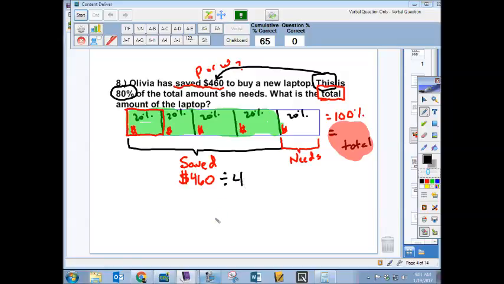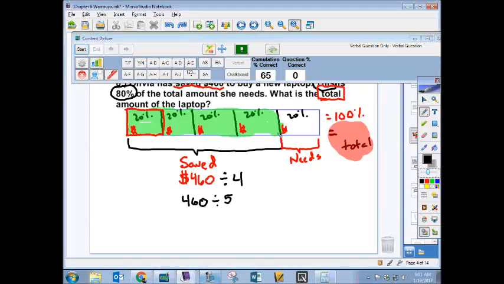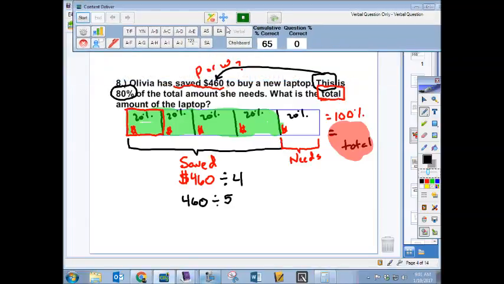460 divided by 4. Does anybody disagree? Does anybody think it's 460 divided by 5? Why is it not 460 divided by 5? Because that's what you guys want to do. Why is that incorrect? Nate? What I have highlighted in green, that's 460, not all 5 of them. 460 is only representing the 4 pieces in green, so we would not do 460 divided by 5 because 460 is not a whole. It is only a part. So when we do that, we get 115 in each one.